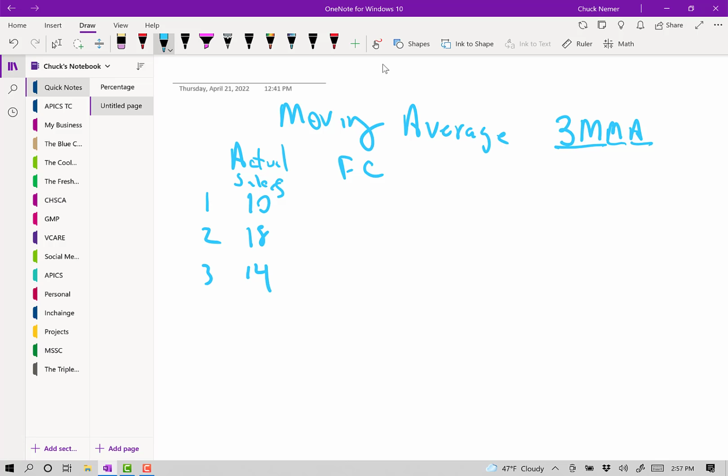So I've got 10 plus 18 plus 14. I'm adding them up on my calculator, and we're asked to calculate the forecast for the 4th month because we want to take the last 3 months. Well, the last 3 months add up to 42. Because we're saying average, we're going to divide it by 3, and our forecast for the 4th month is going to be 14. It's because the formula, or the criteria, is a 3-month average.